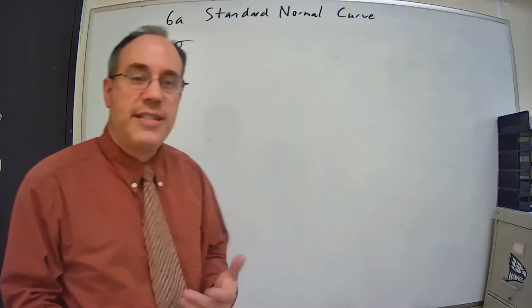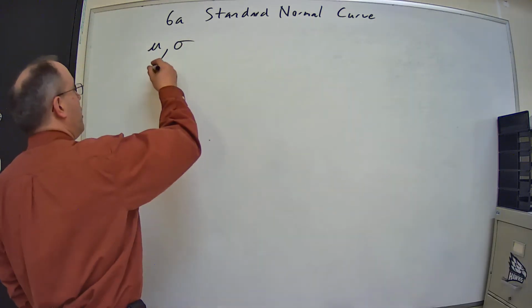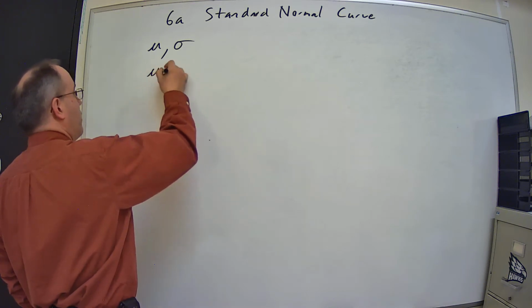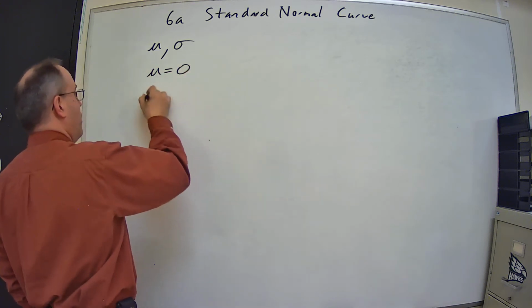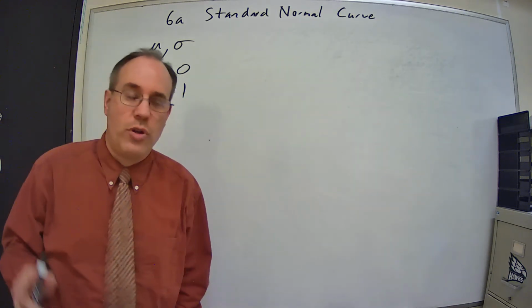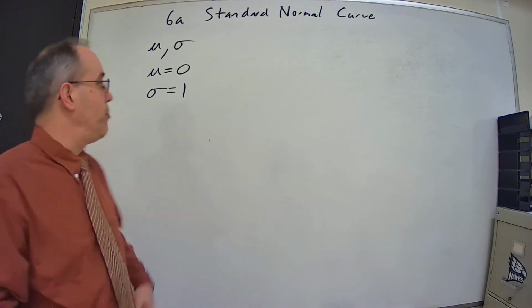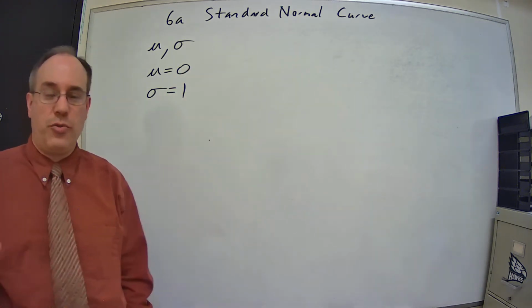So when we're talking about a standard normal distribution, we're talking about a distribution where the mean is equal to 0 and the standard deviation is equal to 1. So it's a very specific normal distribution where the mean is 0 and the standard deviation is equal to 1.